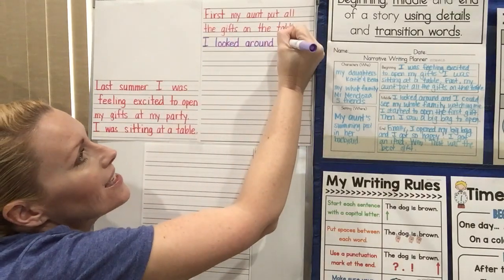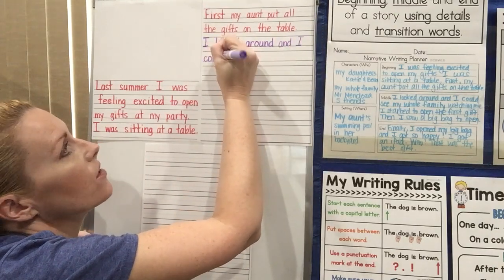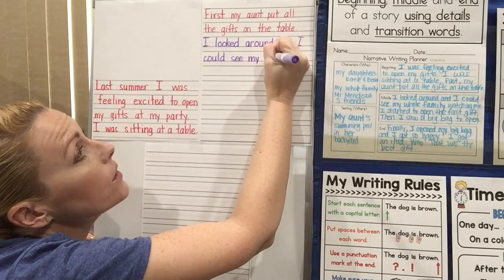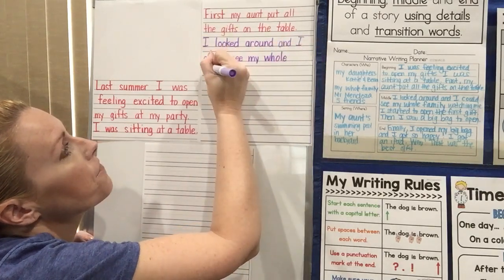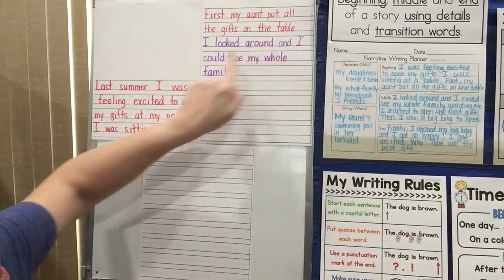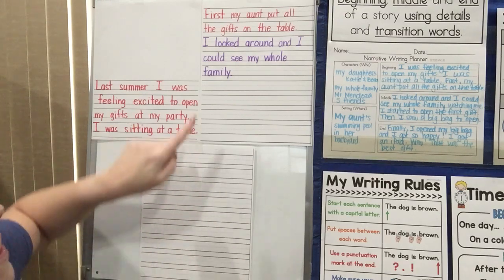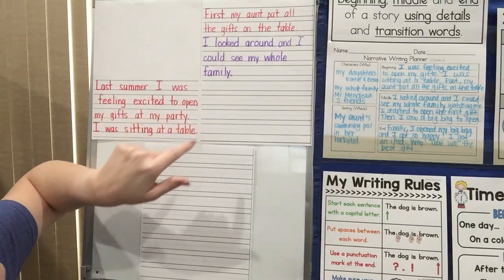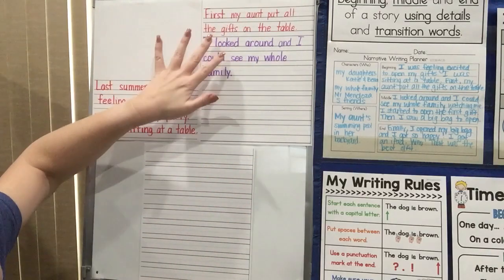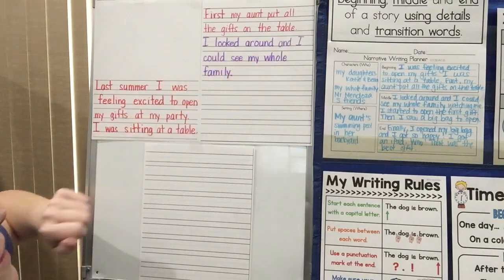I looked around and, A-N-D, and I could, ooh, could is a tricky word, but we've had that in our sight words before. I could see my whole family, period. I looked around and I could see my whole family. I know when I'm doing writing and you guys watch me do writing, I hope that what you notice is that I always go back and I read the sentence I just wrote so that I can see it and fix anything that I need to fix right now instead of doing all of it and then going back. I like to do little bits at a time. It helps me in the end. I looked around and I could see my whole family.